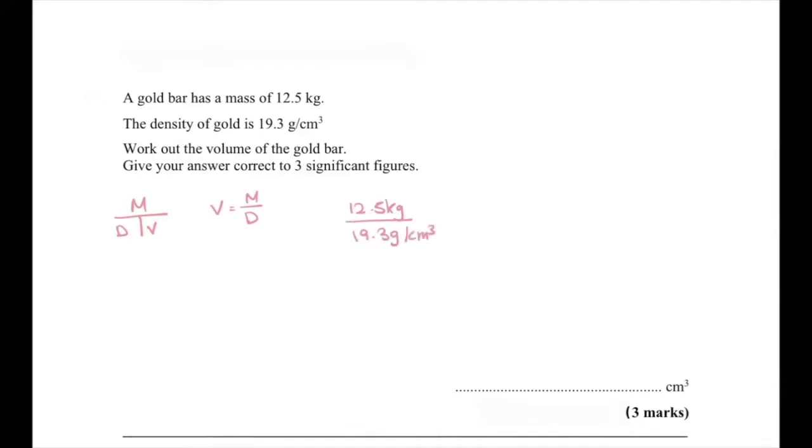Now, I wouldn't normally put the units into the maths, but in this case, I wanted to really highlight the fact that we've got different units. So they've embedded an extra level of difficulty here, and it's easy to miss. They have to both be grams if this is going to work. So I'm going to change my kilograms into grams by timesing through by 1,000. That will give me 12,500 over my 19.3. And then I can just pop that into my calculator, and I've got 647.668. Rounded to 3 significant figures is 648.